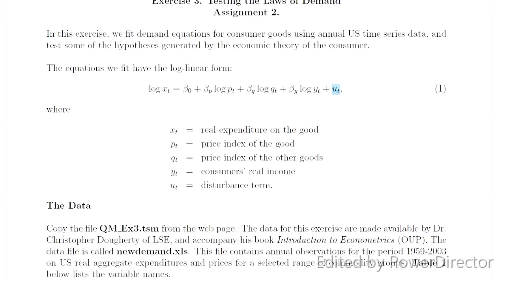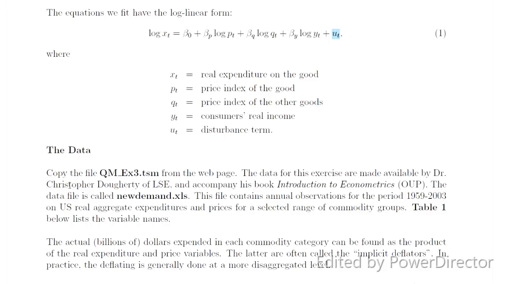Okay, so for the data that we're going to be using, we need to copy the file TSM from our web page, which is easy, and I think everybody could go ahead and do that. The data for this exercise is made up by Dr. Christopher from London School of Economics, and his book is known as Introduction to Econometrics, which is one of the textbooks that we are using in this module. The data file is known as newdemand.xls.